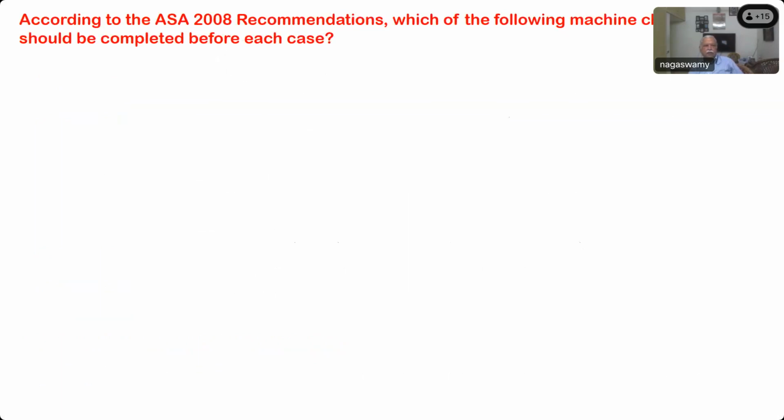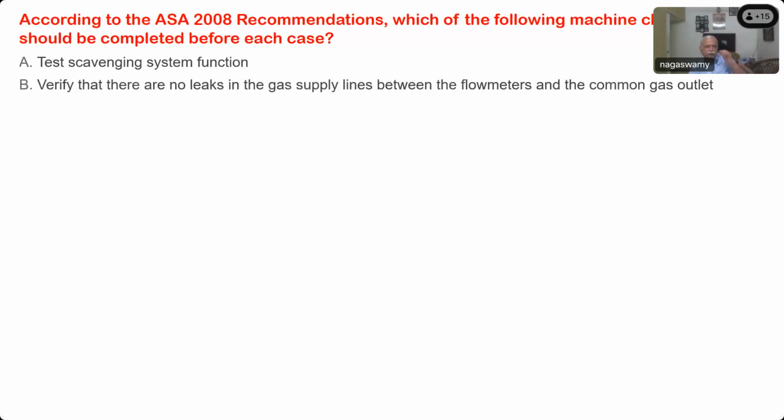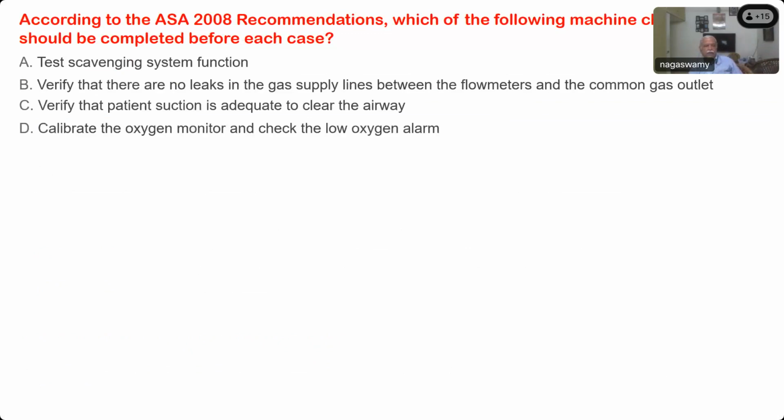According to ASA 2008 recommendations, which of the following machine checks should be completed before each case? Number 1, test scavenging system function. Verify that there are no leaks in the gas supply lines between the flow meter and the common gas outlet. Verify the patient suction is adequate to clear the airway. Calibrate the oxygen monitor and check the low oxygen alarm. Yes, every case, first thing you check is suction. That is the ASA 2008 recommendation.